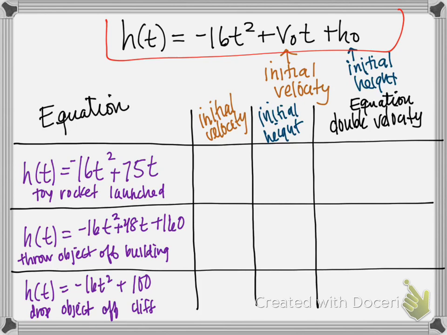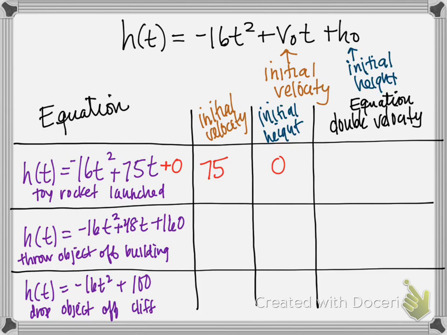So in this first equation, negative 16t squared plus 75t, this represents a toy rocket being launched from the ground. So the initial velocity, you always look at the number in the very front of the middle term, because that is your initial velocity there. The middle term has the t attached to it. So the initial velocity then is 75 feet per second. And then the initial height is always your very last term with no variable attached. And so there is no last term here. So that means the initial height is 0 because it was launched from the ground.